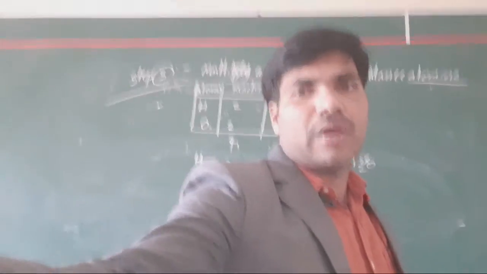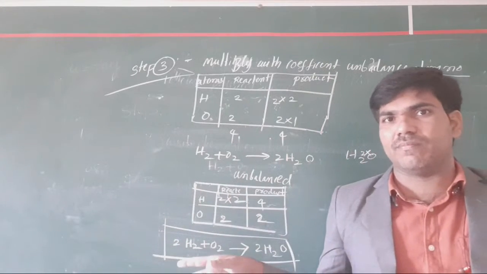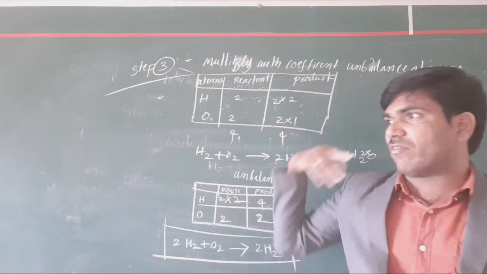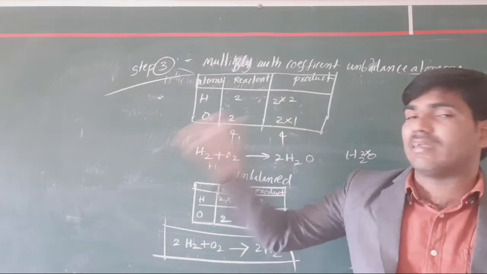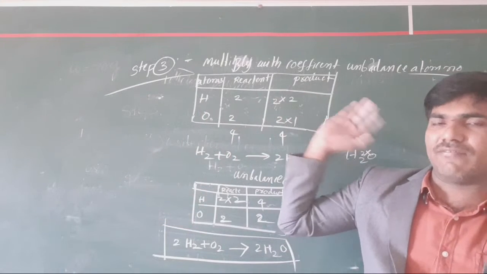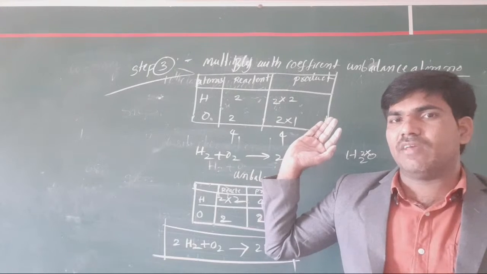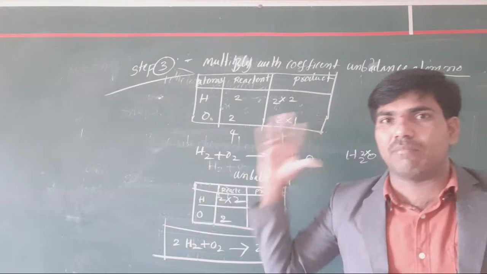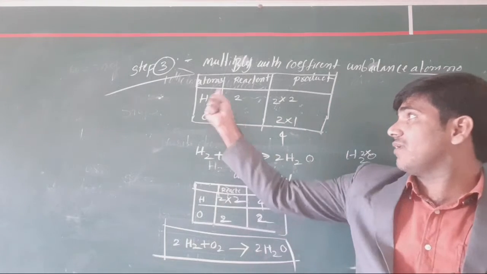First you have to write the chemical equation. Then next you have to write whatever atoms are there on the right hand side as well as the left hand side. Clear or not, all of you students? On the right hand side as well as the left hand side, how many atoms are there?